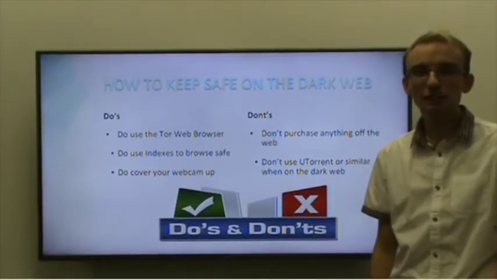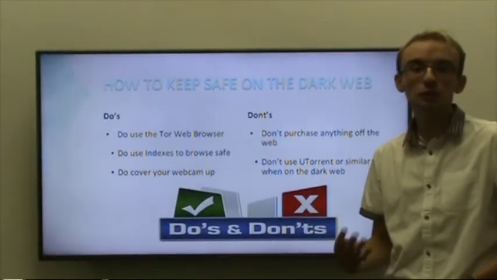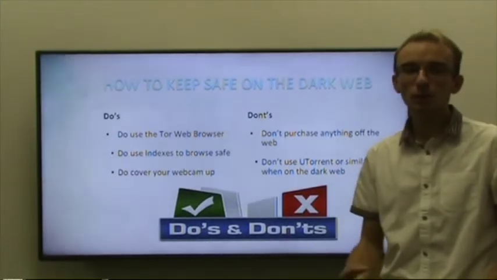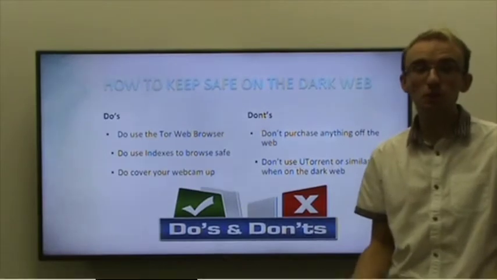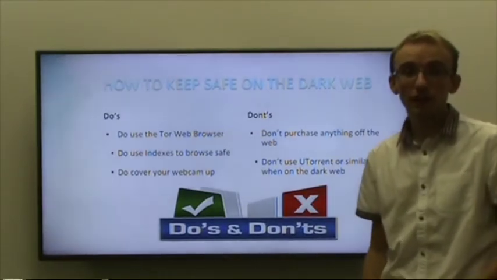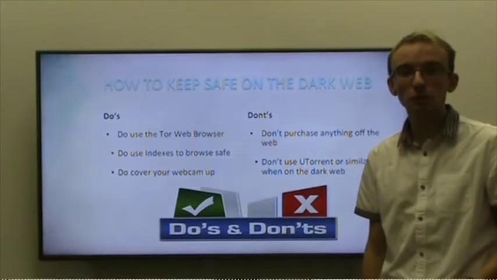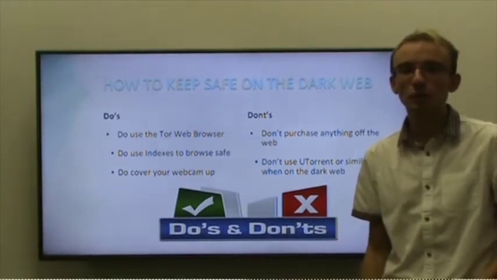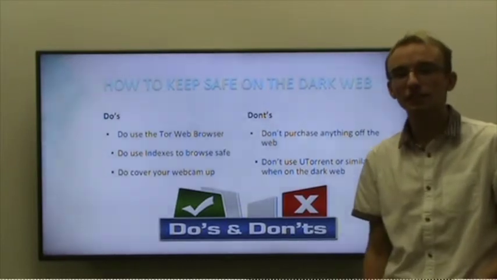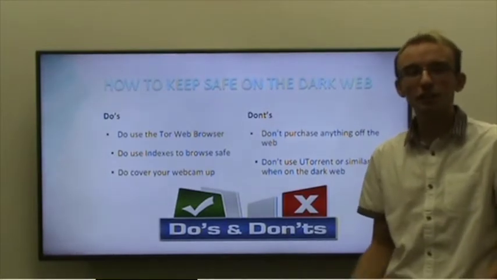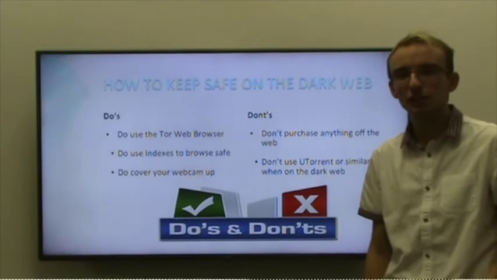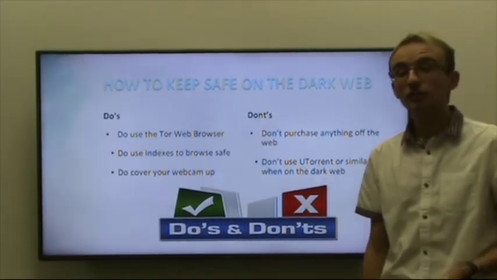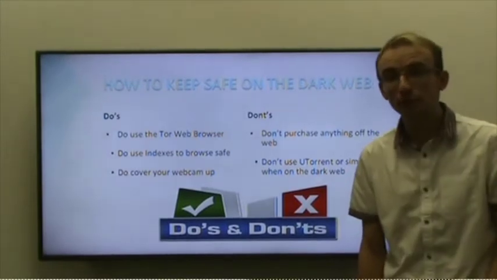So, how to keep safe on the dark web? These are just a few do's and don'ts for if you are going to browse the dark web. Number one, as a do, is do use the Tor web browser. Another do is do use indexes to browse safely. Within the Tor website, you will normally find indexes that finish in .onion. These are a list of safe sites that you can use to help navigate through the dark web. And the final do is do cover up your webcam.